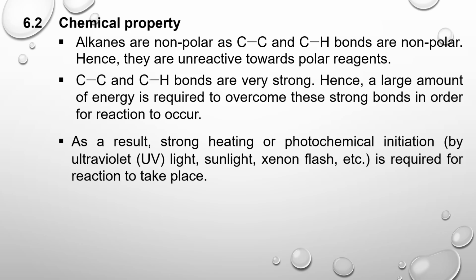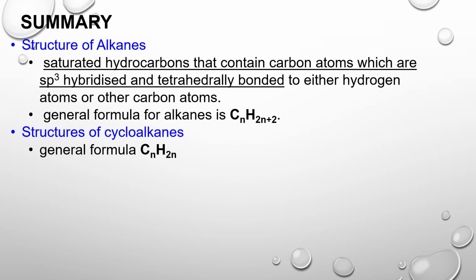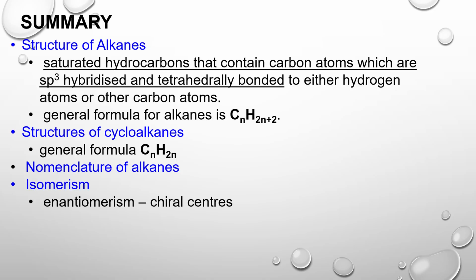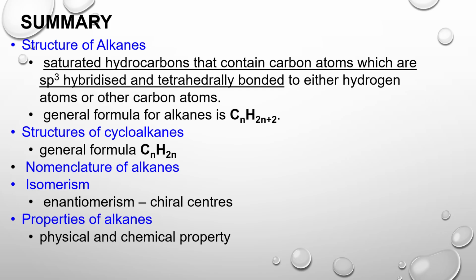We are going to look at it in greater detail in our next lecture. So in summary for today's lecture, we talked about the structure of alkanes, the structure of cycloalkanes, the nomenclature of alkanes, and finally, the enantiomerism of the chiral center. I taught you how to find the chiral centers. And finally, we also talked about the physical and the chemical properties of alkanes. So that is largely for this lecture. Thank you, everybody. See you again in lecture 2.